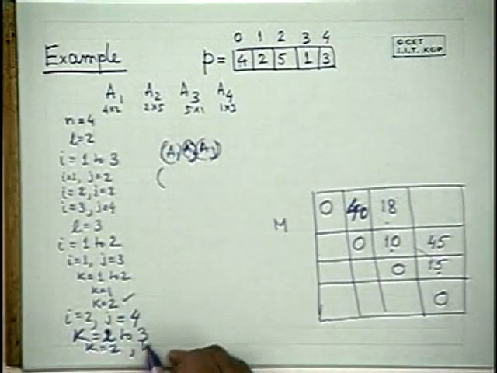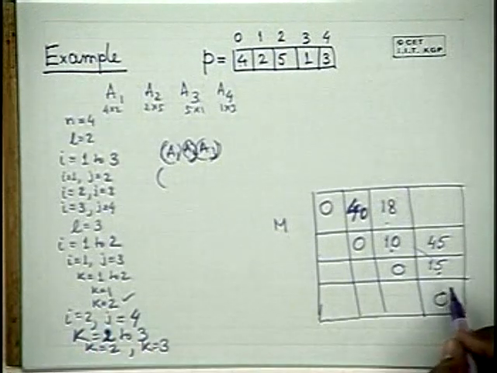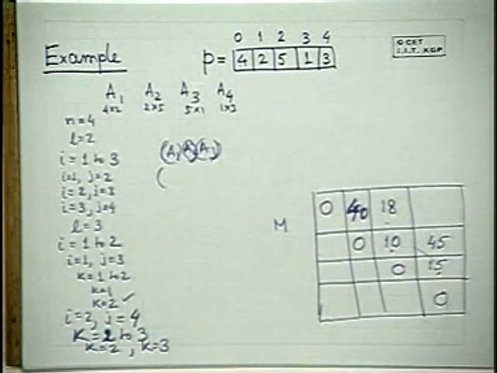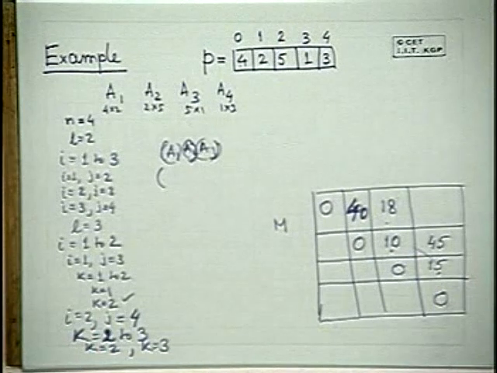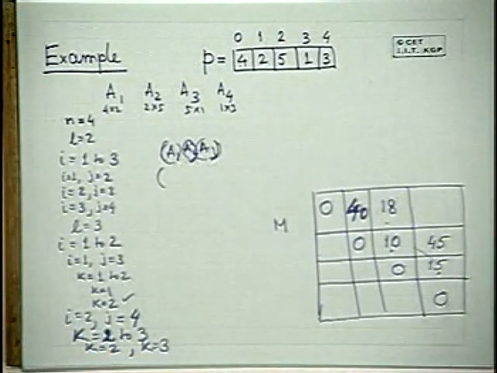Now let us look at k is equal to 3. When k is equal to 3, Mik is what? M23. M23 is what? 10. 10, and M33 is already 0. So 10 plus this thing is what?